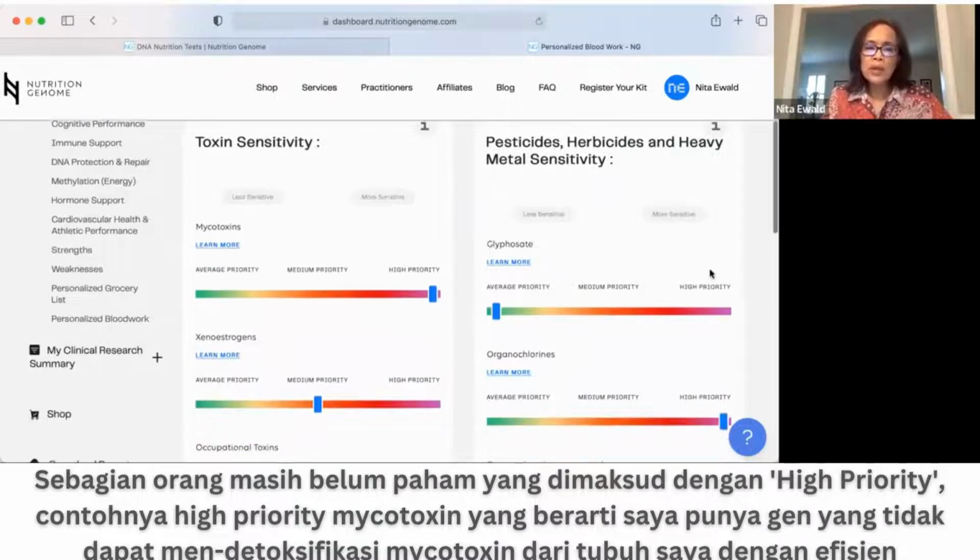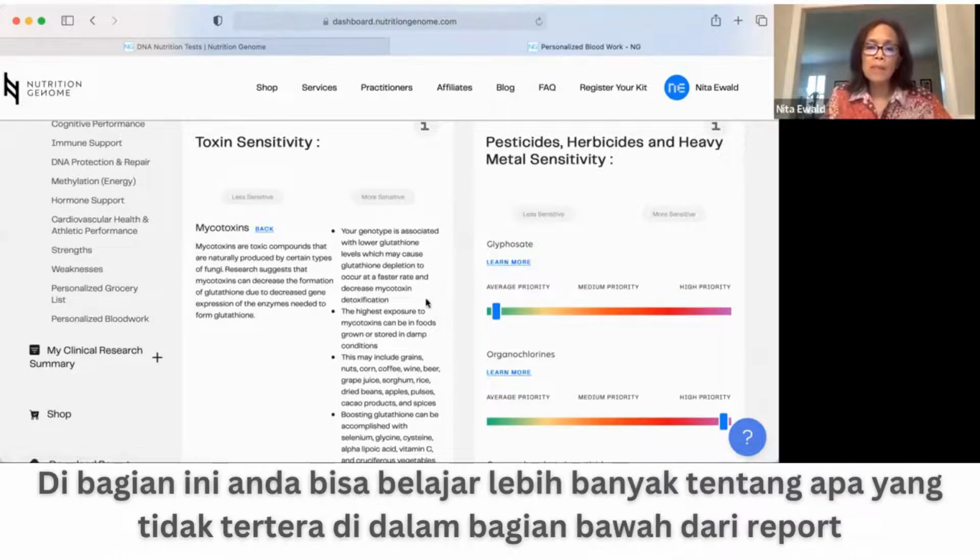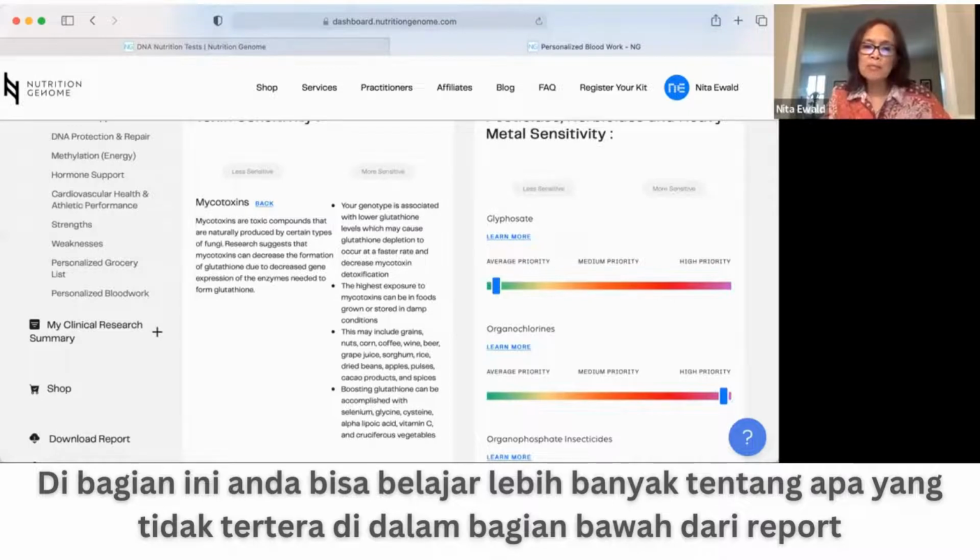So for example, here, high priority mycotoxin, that means I have genes that probably can't detoxify mycotoxin from my body efficiently. So what gene is that? It's just because I have a genotype that is associated with lower glutathione level. Glutathione is the mother of antioxidants. And that's what basically translates from the meat to the milk.